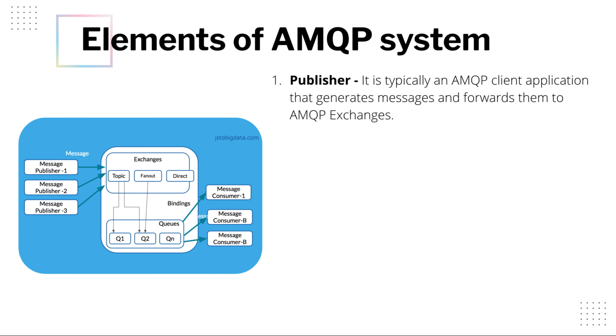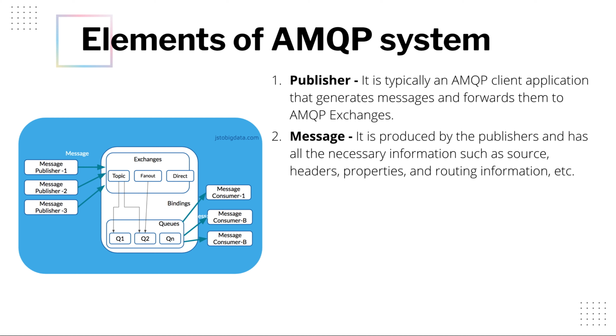We have something called publisher. I already talked about publisher. These are the source of messages. Typically, it is an AMQP client application which will generate messages and forward them to AMQP exchanges. Then we have the messages. Messages are the actual payload which will be produced by the publishers, and it has all the necessary information such as source, headers, properties and routing information.